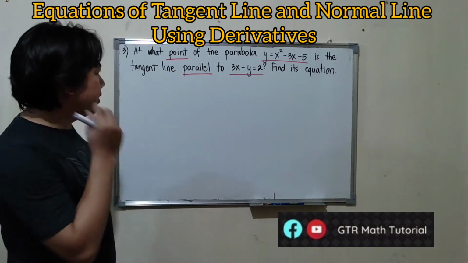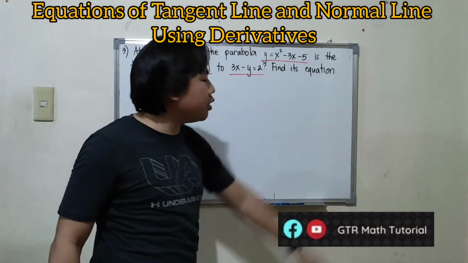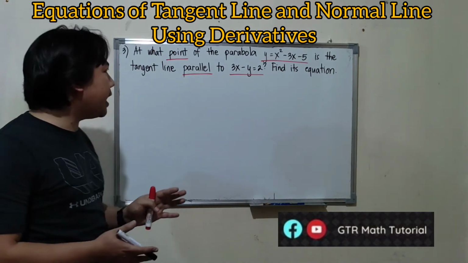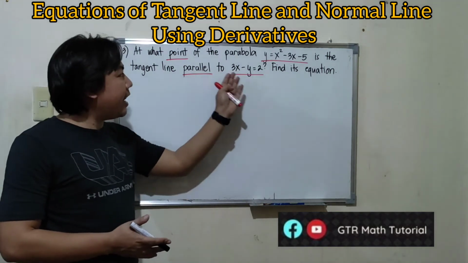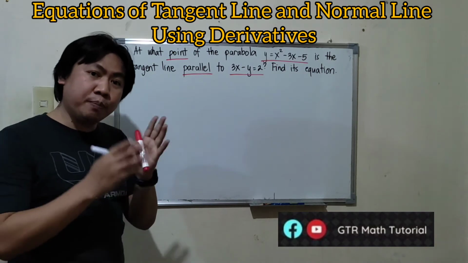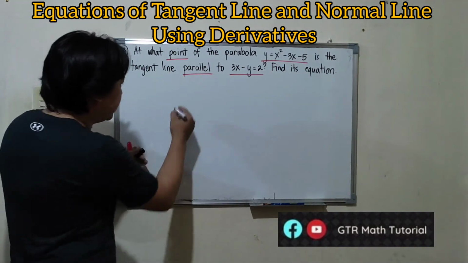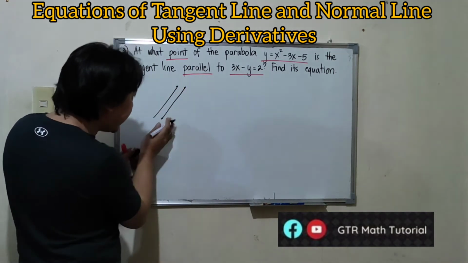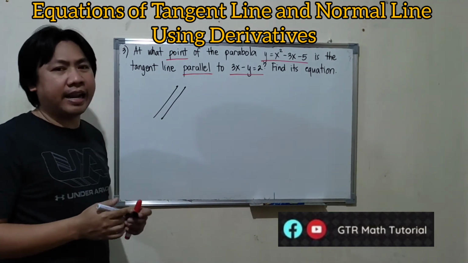Then, after finding the point and the slope, find its equation. So, gagamitin natin dito yung property na slopes of parallel lines are equal. Okay? So, slopes of parallel lines, equal yon. Since parallel lines, so pag sinabing parallel lines, parehas ng inclination yan. So, ibig sabihin, parehas ng slope yung dalawang parallel lines.